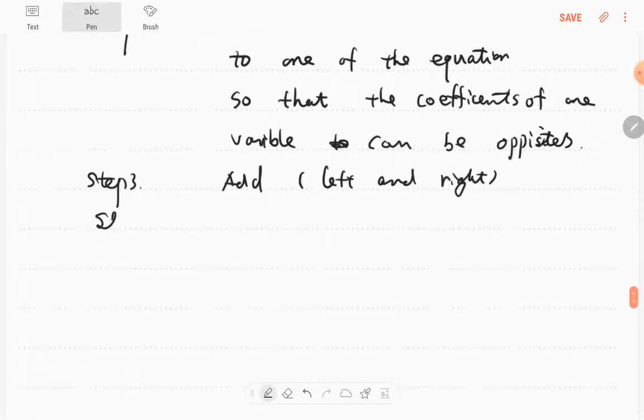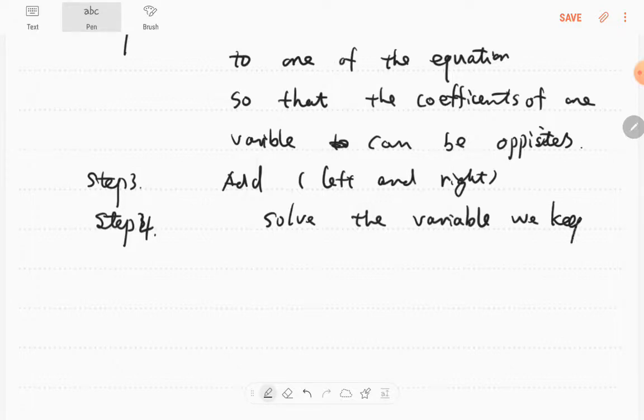So after that, step 4, we're gonna solve, because we already eliminate one variable, we only keep another one. So we solve the variable we keep. If we eliminate y, then we solve for x, right? So step 5, after we solve one of the variable, we use the value of this variable to solve for another variable.